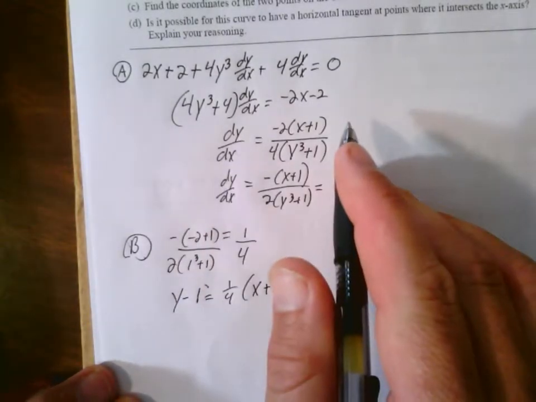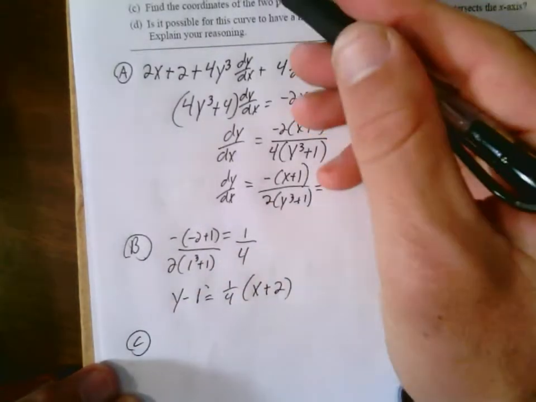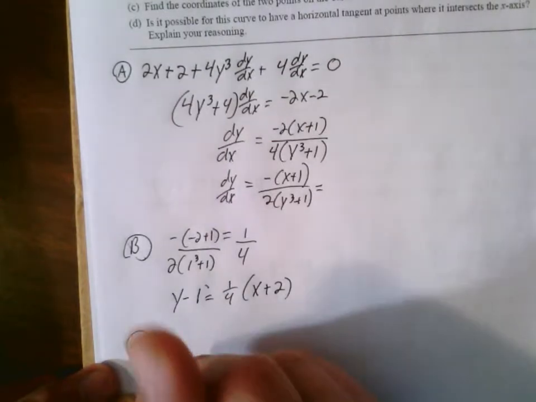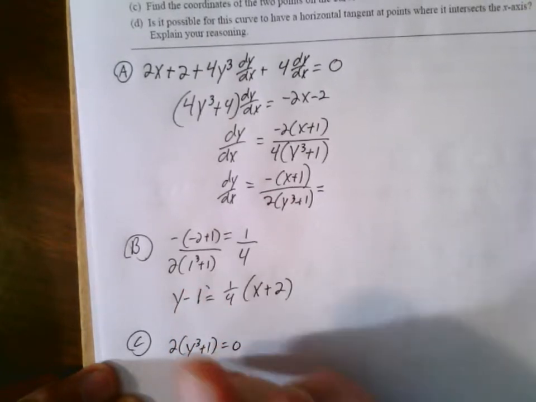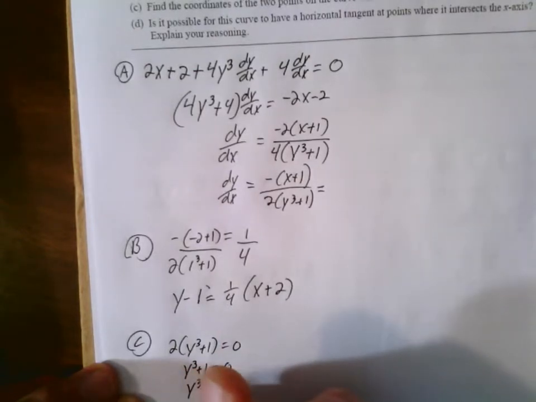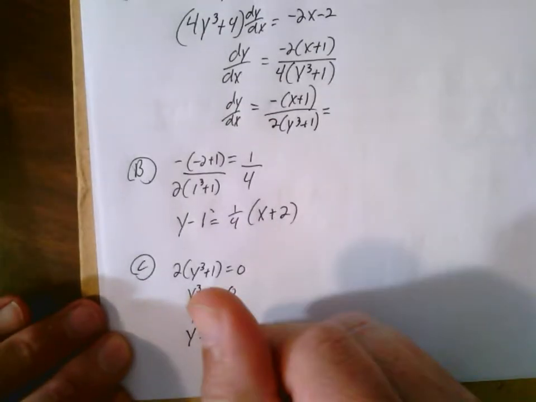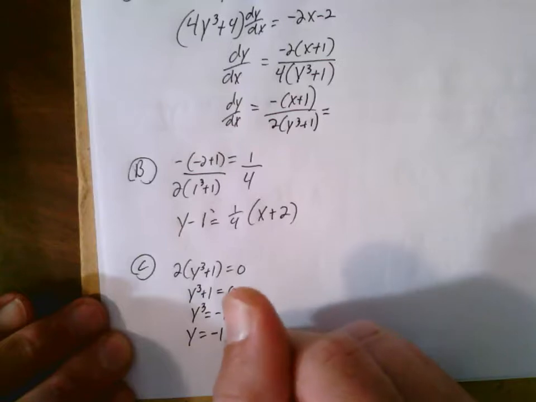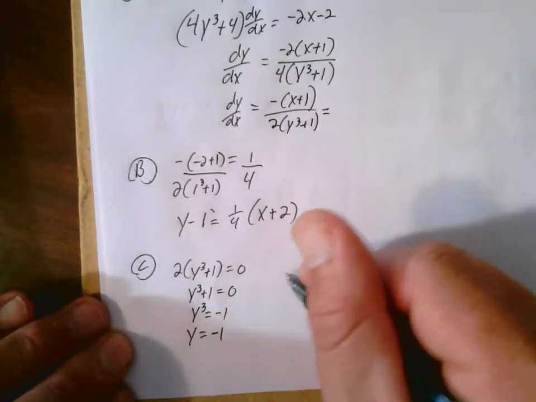C, find the coordinates of the 2 points where the tangent line is vertical. So this has a vertical tangent, which means the bottom is 0. So 4y cubed plus 4 equals 0. So y cubed plus 1 equals 0. So y cubed equals negative 1. So y equals negative 1. I want coordinates though. This is just where the y is. So in order to get the x coordinate, I have to plug it in the original.